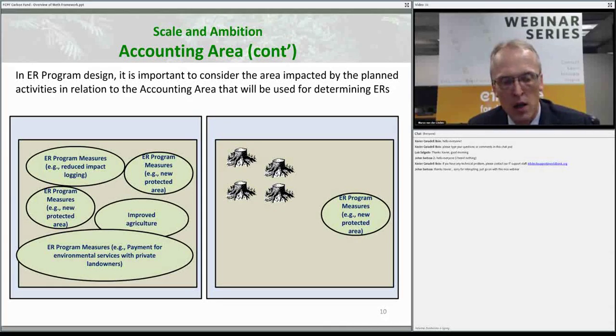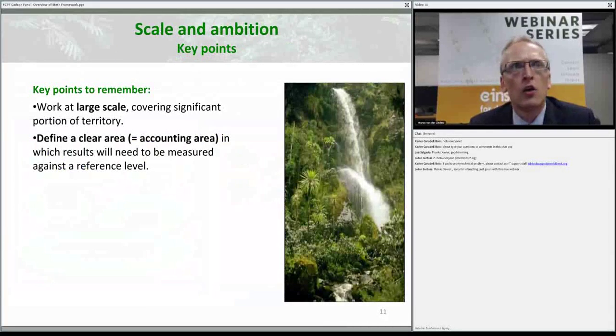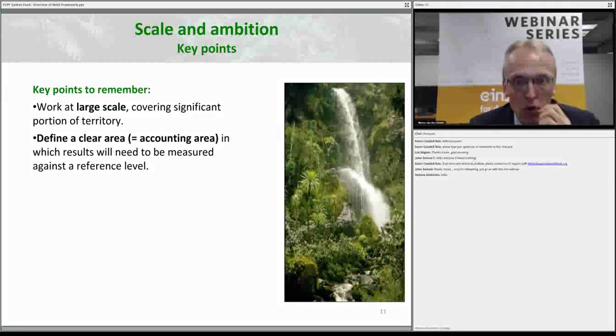So the key points are: work at a large scale, cover a significant portion of the territory, but think about this accounting area that you need to define, where your results will be measured against the reference level. And the measurement is wall to wall, so it will also cover areas that are not necessarily covered by your program activities.